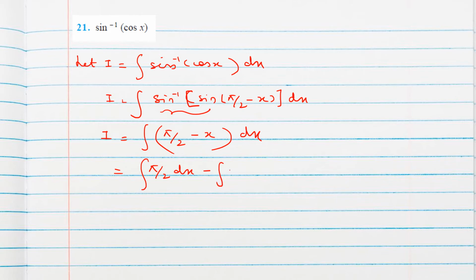So the integral of pi by 2 minus x, dx. Separate the integral: pi by 2 integral of 1 dx minus integral of x dx. So pi by 2 x minus x square by 2 plus c.